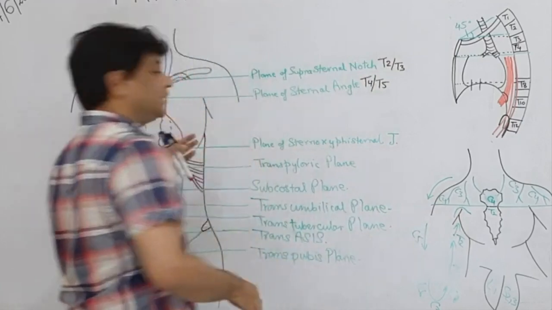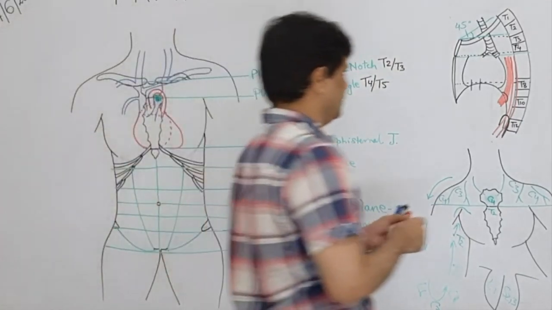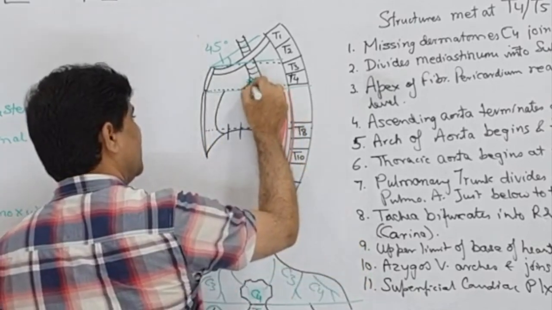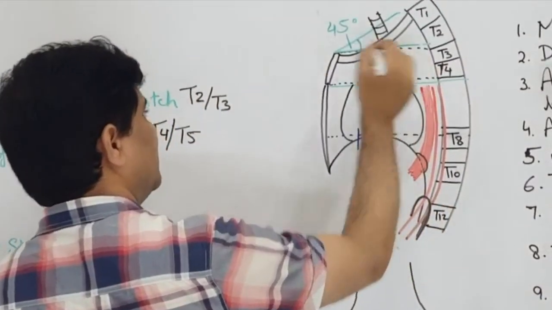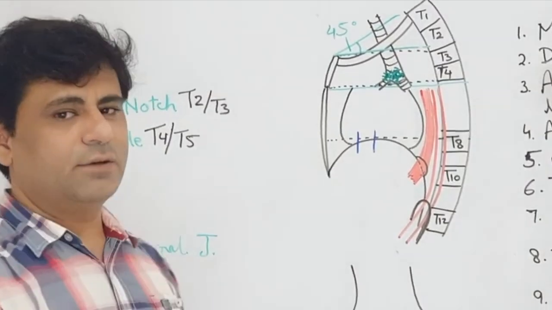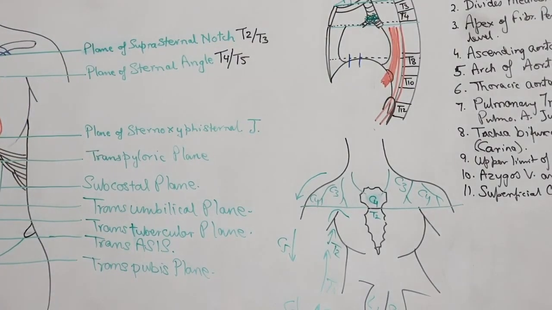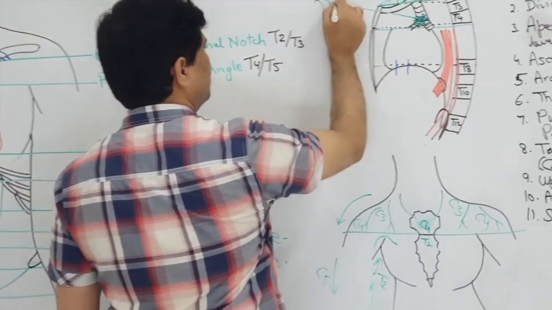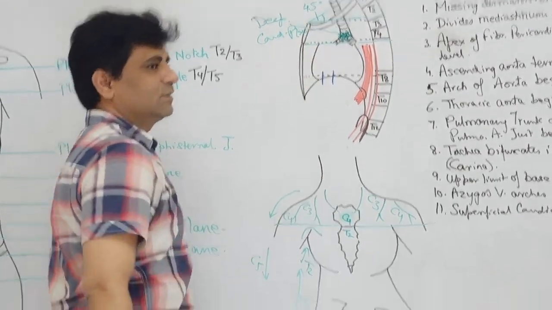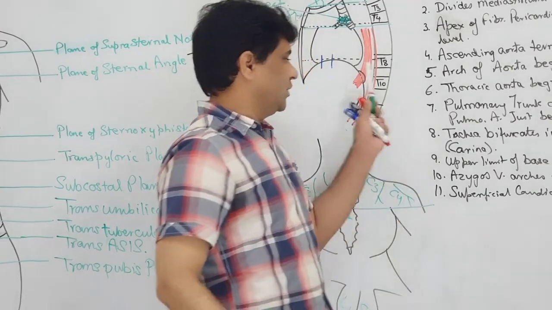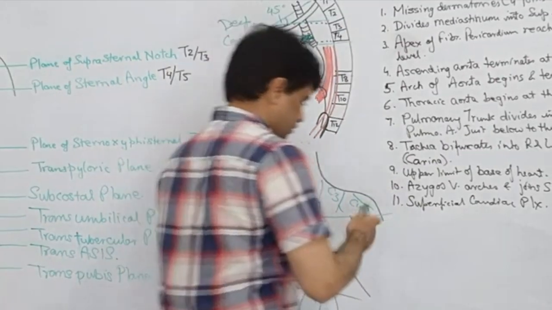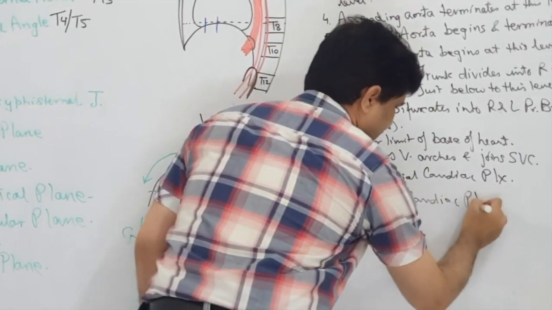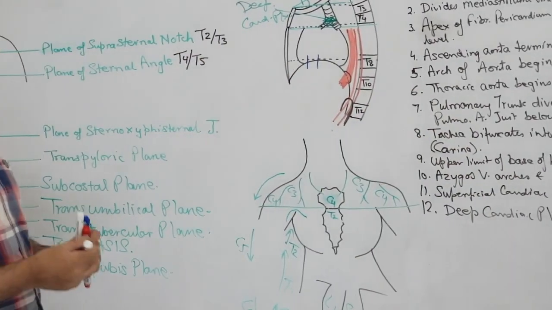Then about the deep cardiac plexus. Where is the deep cardiac plexus located? Remember that the deep cardiac plexus overlies the carina. It overlies here at the bifurcation of the trachea. This is the superficial cardiac plexus, and this is the deep cardiac plexus, which overlies the bifurcation of the trachea. Now again, as you know that the trachea bifurcates here, you can add that the deep cardiac plexus you will find here at the level of the carina.